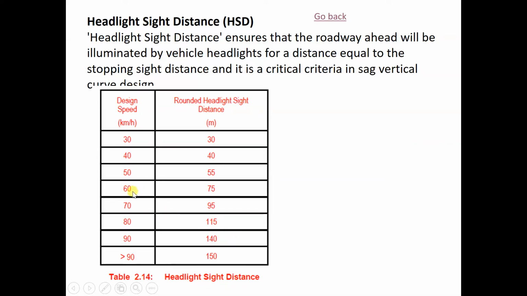Okay. So if the speed is 60 kilometres per hour, then the rounded headlight sight distance should be at least this much. When it's greater than 90, it's 150. Okay, the headlight sight distance. I think probably this is the maximum the headlight beam can shine in front of the car. Okay, so this is the rounded sight distance, and then I think from this we can look at the K value. There's a K value corresponding to this headlight sight distance.